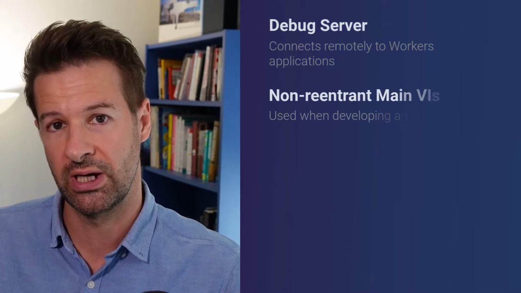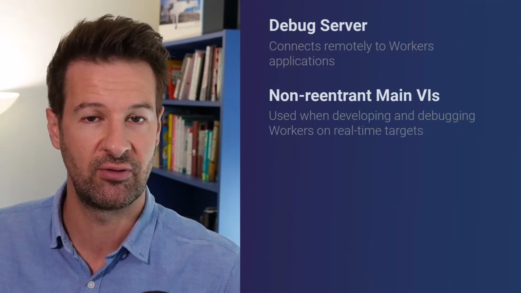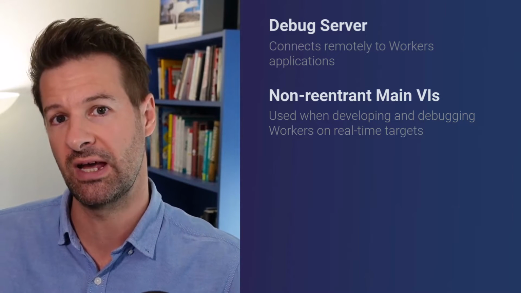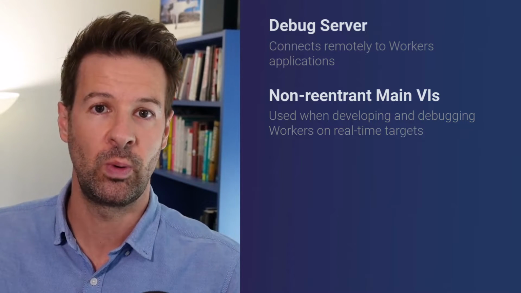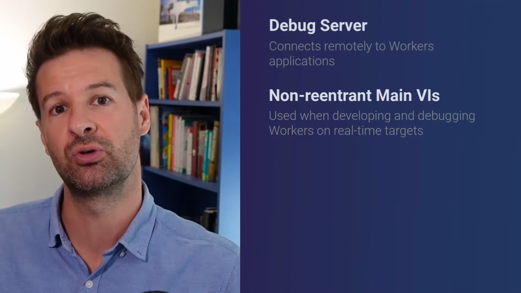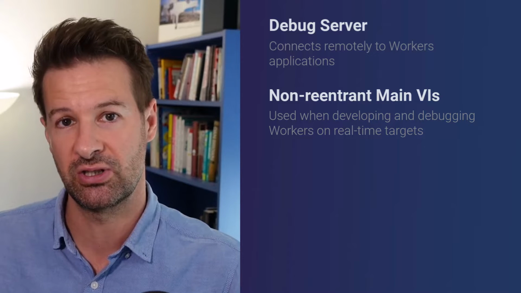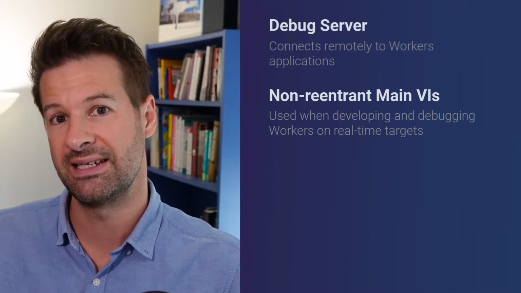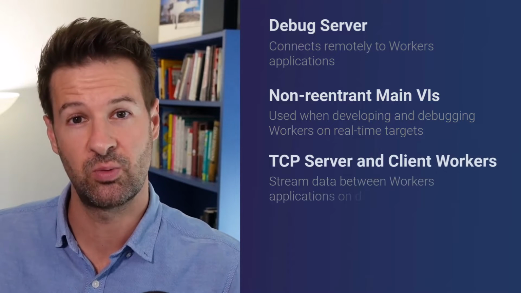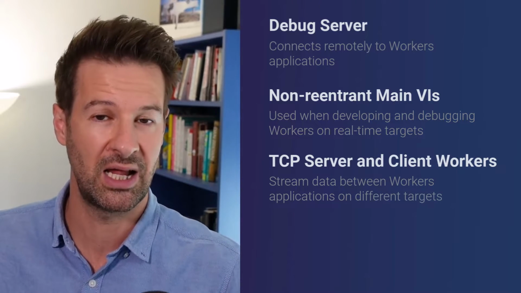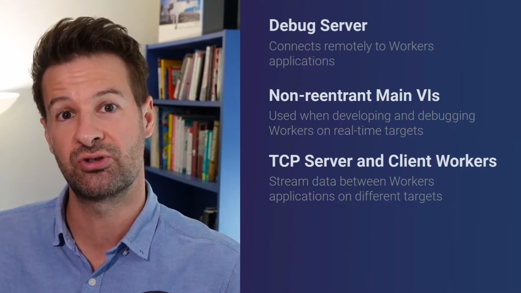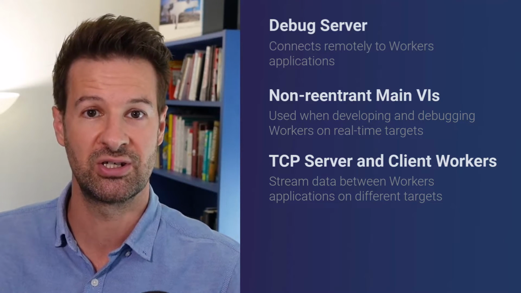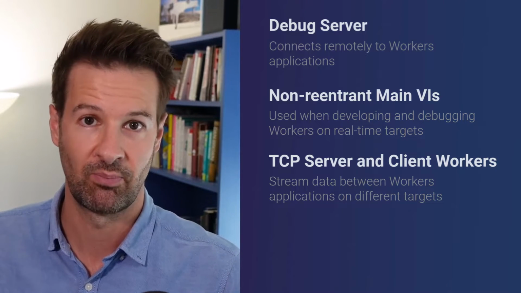Workers 4.0 introduces a non-reentrant form of a Workers main VI, which is useful when using the standard LabVIEW debugging tools to debug a Workers queued message handler when developing on a real-time target. TCP server and client workers have been added to the Worker plugin library, and you can use these workers to stream data between Workers applications running on different targets.